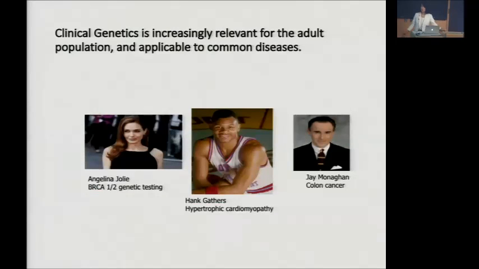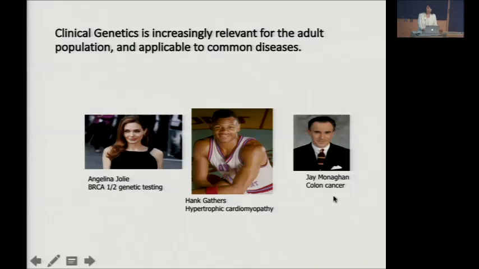So for this audience, I also really want to get across the point that clinical genetics is increasingly relevant for the adult population and is applicable and important for what we think of as common diseases. So a few examples. Angelina Jolie, in genetics, we talk about the Angelina effect because she has really spurred interest in hereditary breast cancer testing with her disclosures of her own hereditary risk and the choices that she's made. Hank Gathers was a very talented basketball player who unfortunately suffered sudden cardiac death from hypertrophic cardiomyopathy, a genetic condition with a prevalence of 1 in 500.